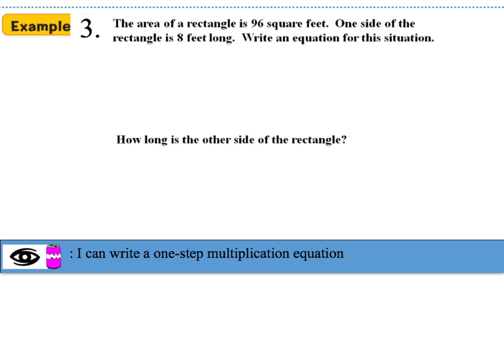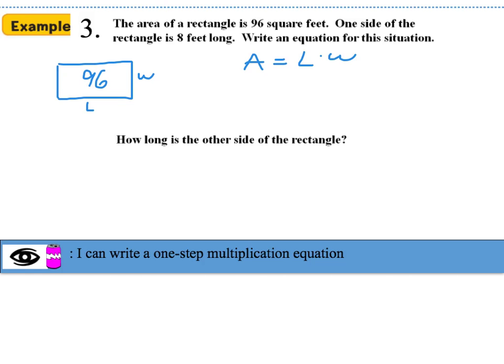For example 3, it says the area of a rectangle is 96 square feet. One side of the rectangle is 8 feet long. Write an equation for this situation. So let's draw the rectangle. And we have a length and a width. And when we multiply length times width, we can write the formula as area is equal to length times width. And the area is given to us, which is 96 square feet.